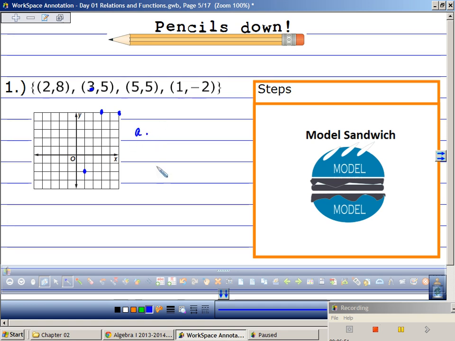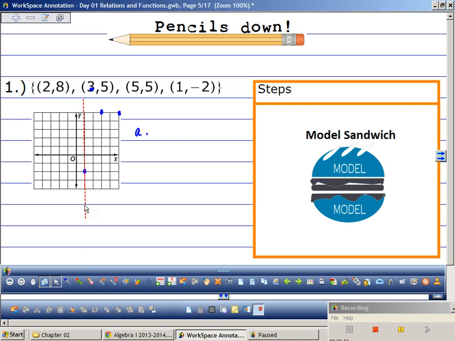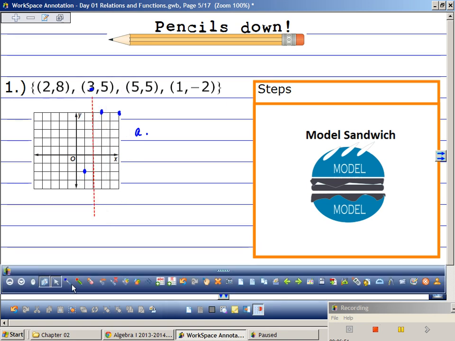The first thing I'm going to ask myself is, is this a function? Well, does it pass the vertical line test? Here's my vertical line, and as I move it across, it's never coinciding with anything other than just one set of ordered pairs. So yes, it passes. This is a function.